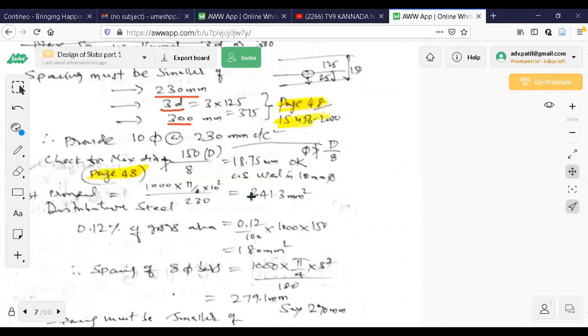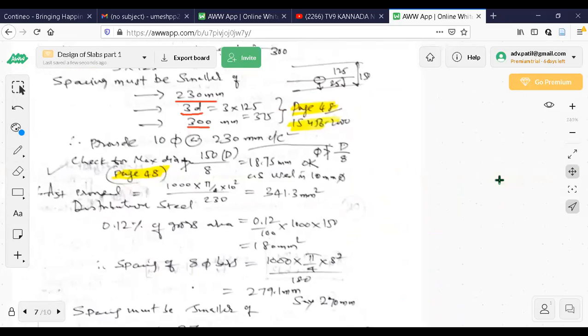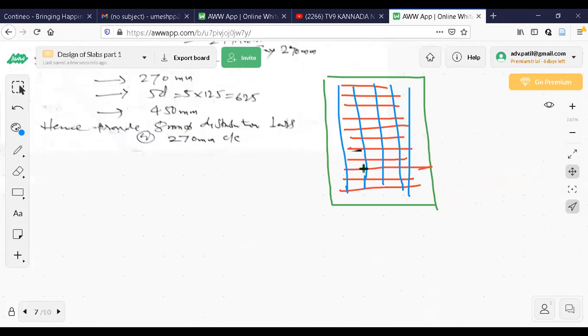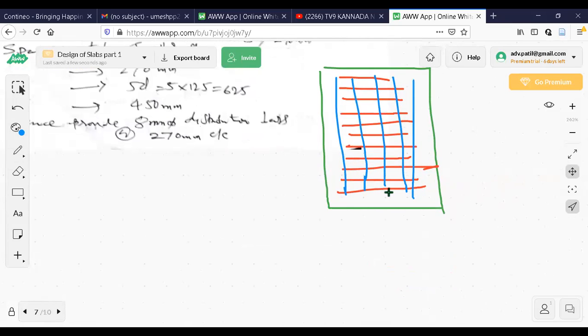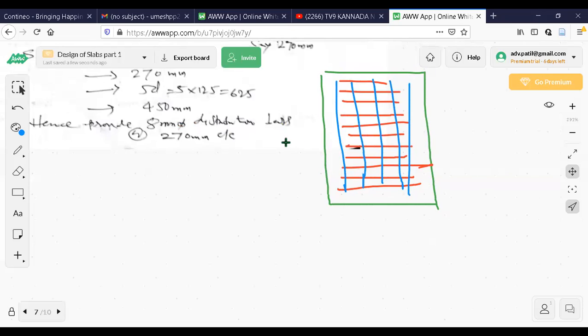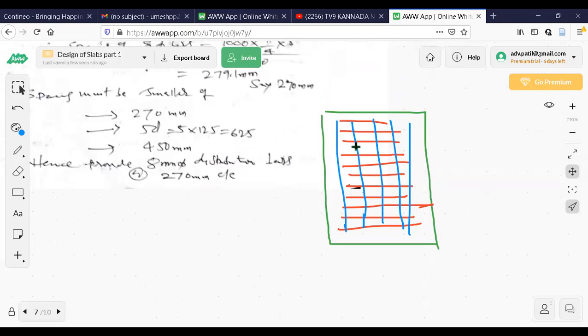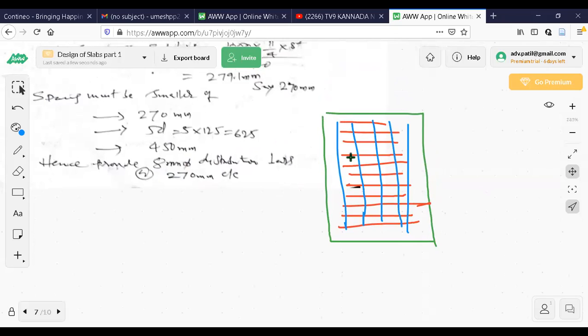What about the 10 mm bar spacing? 230. 10 mm at 230 center to center. So these red color bars are main bars, which are 10 mm at 230. Blue color are 8 mm bars at 270 center to center. This is your design completed, but the detailing is one more part: how to bend the bars, at what distance I should bend. Alternate bars are bent up.